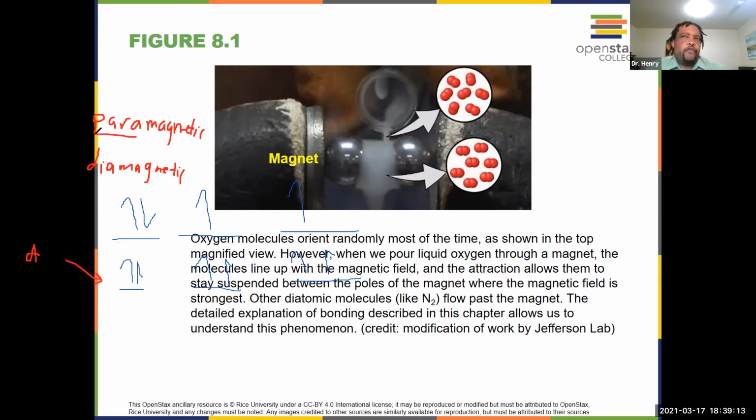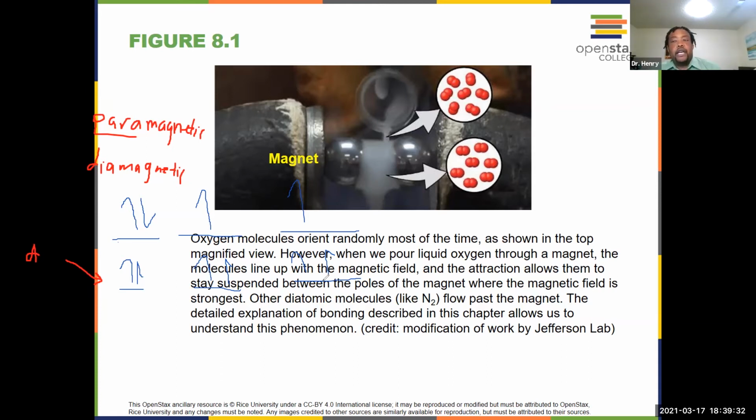So para means like for a magnet, right? It's kind of a hint. Para for. So for a magnet. So this one is going to be attracted to a magnet, where the diamagnetic one isn't. It's perfectly paired up. Okay, so basically that's what's happening in the case of the oxygen.